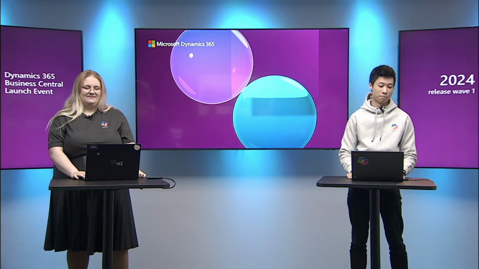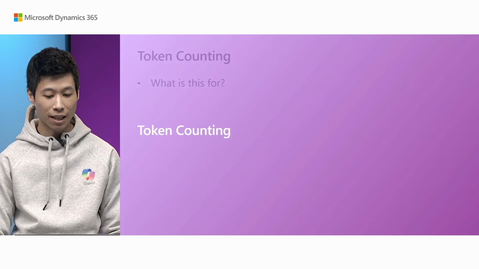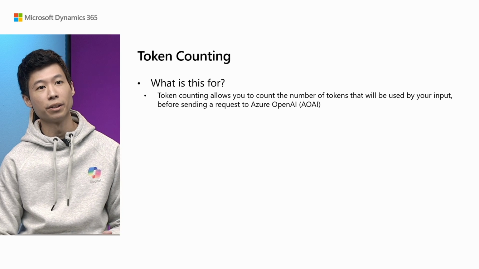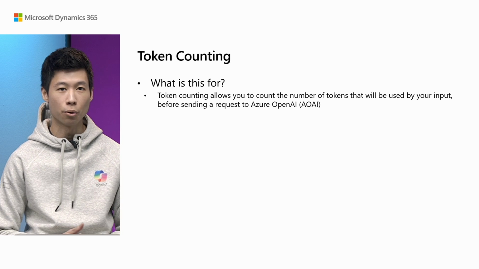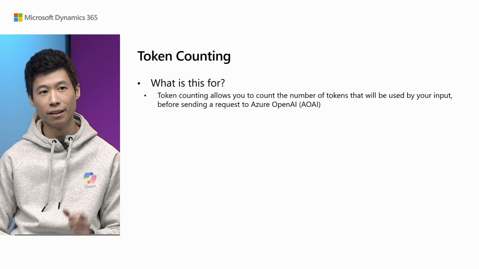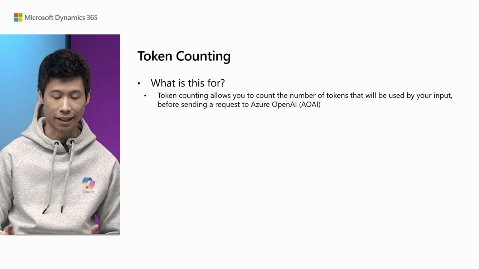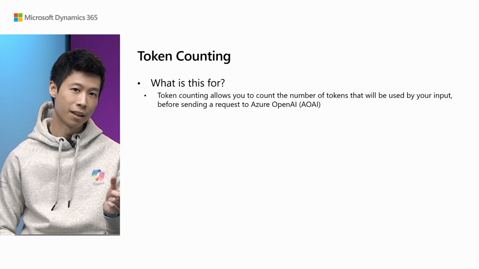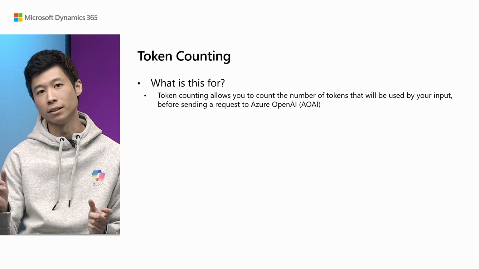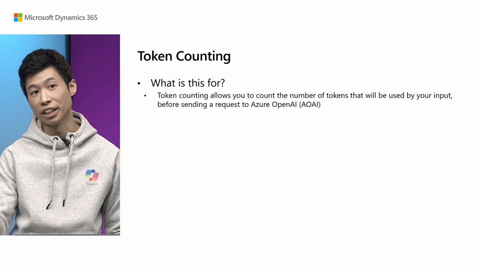Thank you, Julia. So token counting. What is this for? Token counting allows you to count the number of tokens that will be used by your input before sending a request to Azure OpenAI. Specifically, it's the input, and it does not count your output because the output requires it to have been generated already.